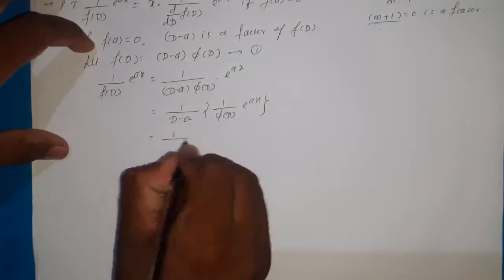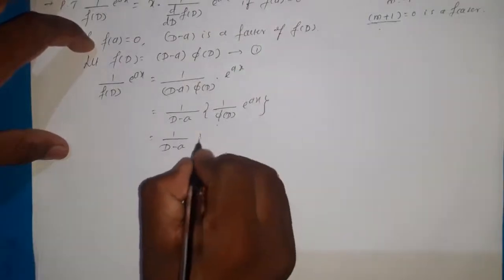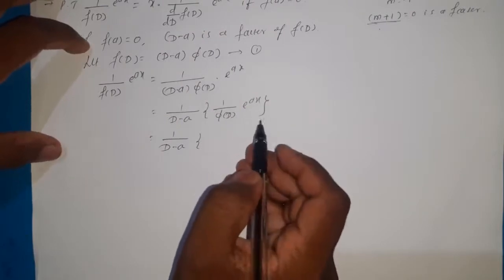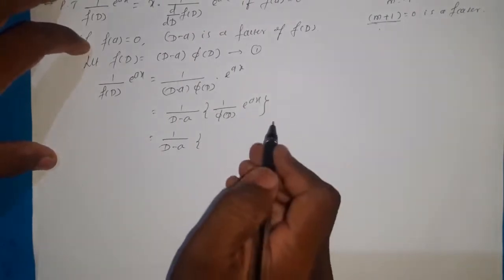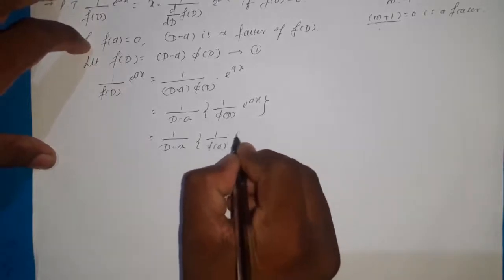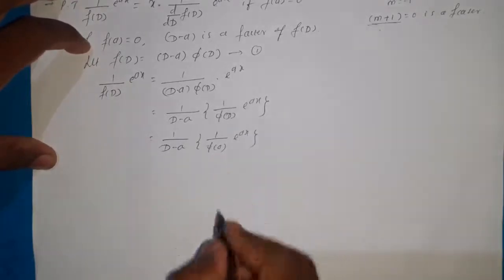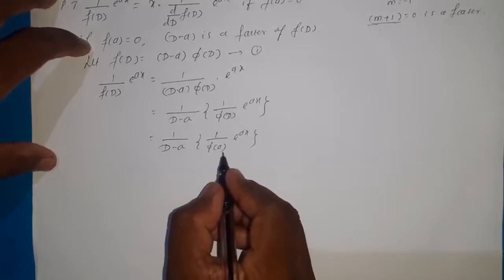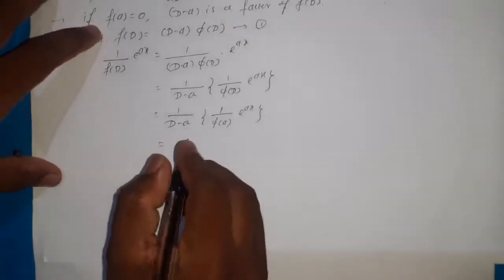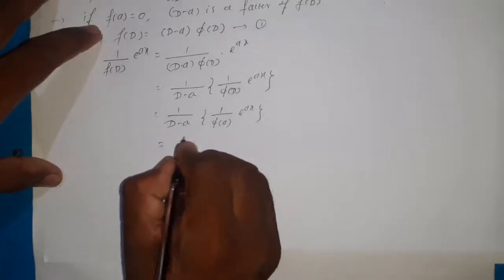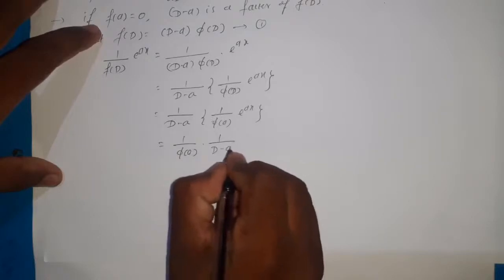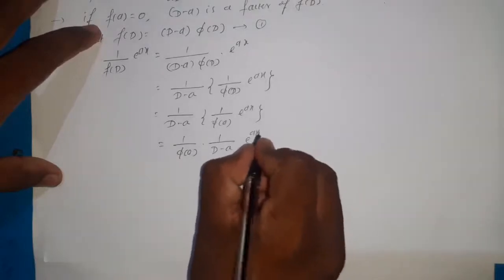Then this is equal to 1 divided by d minus a. The particular integral of 1 by f of D into e power x is equal to what? 1 by f of a into e power x. So here it is 1 by phi of a into e power x, just substituting x equal to a. Then this is equal to 1 divided by phi of a into 1 by D minus a into e power ax.